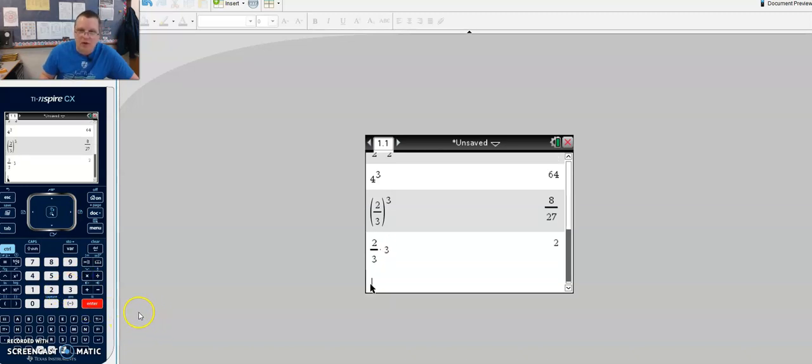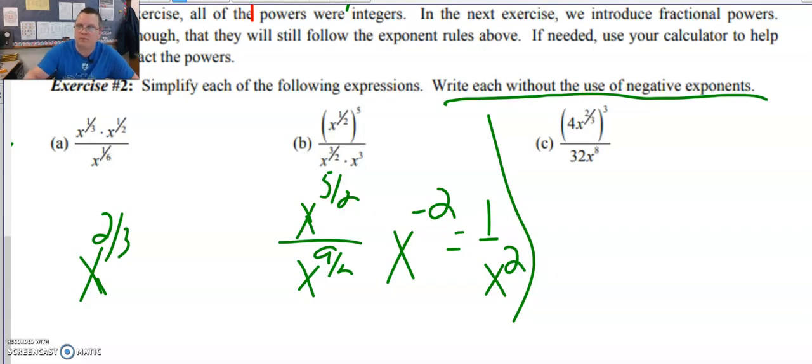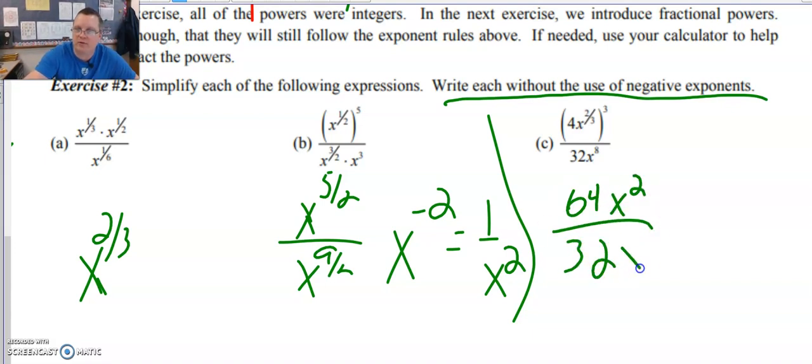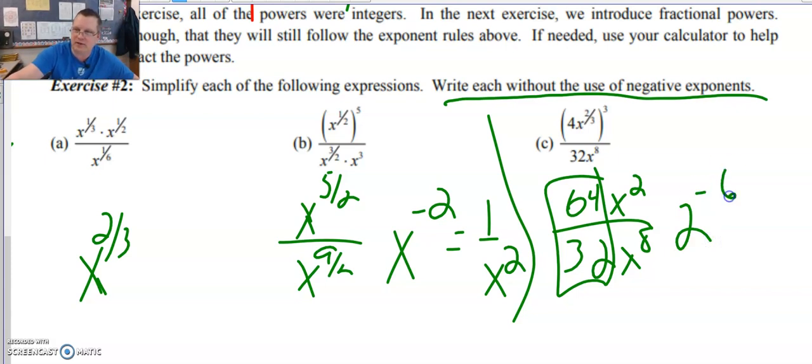So that numerator is 64x squared over 32x to the 8. Put this right here in your calculator. 64 over 32 is 2. 2 minus 8 is -6. So 2x to the -6, which is 2 over x to the 6th power. Okay, so we're good there.